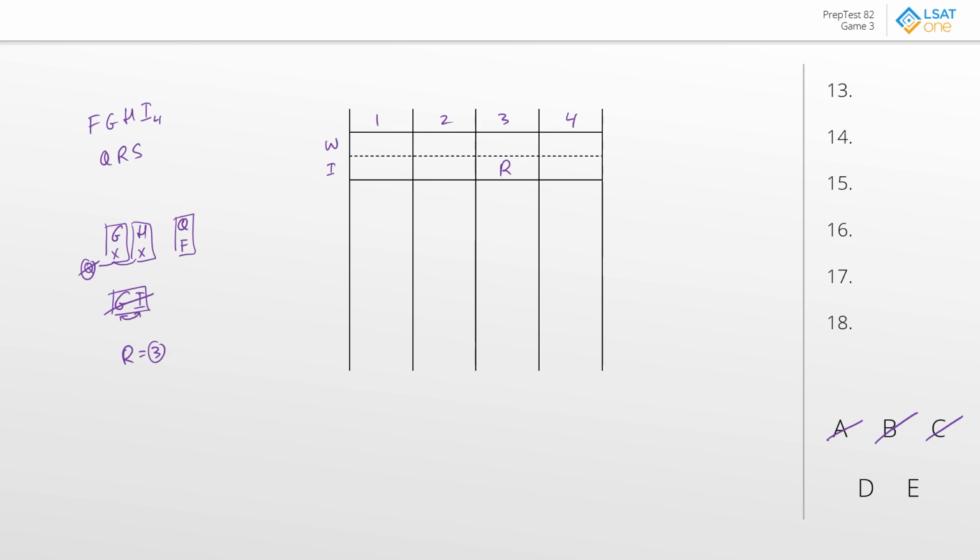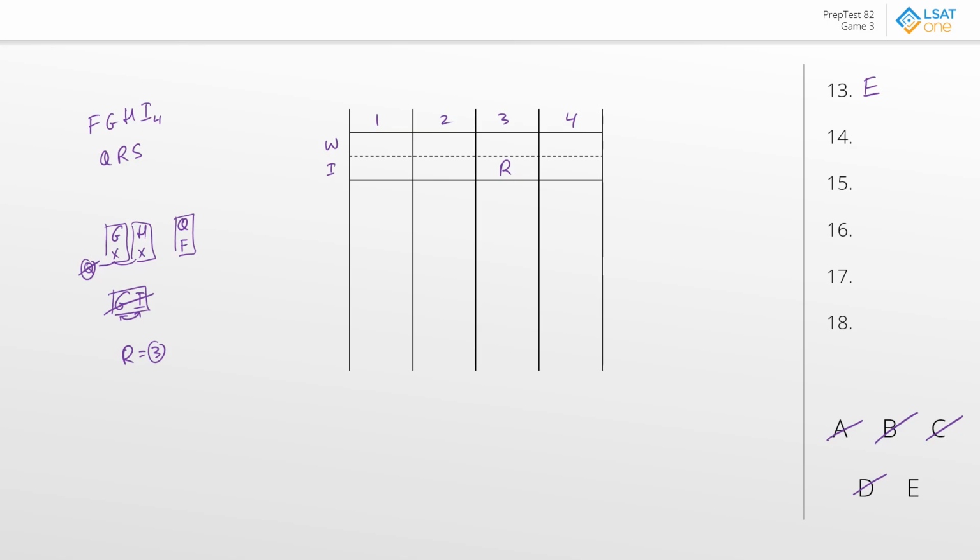Lastly, R has to do the third interview, so between answer choices D and E, for D, you'll notice Q is doing the third interview, so we can disqualify that one, and E looks okay on that count. So the best answer to question number 13 then becomes answer choice E.